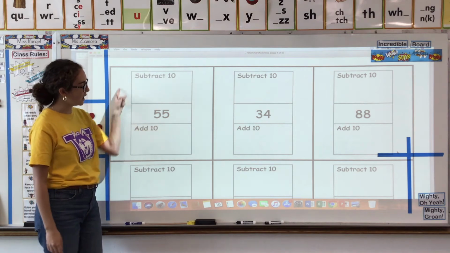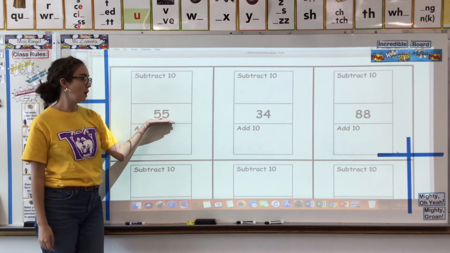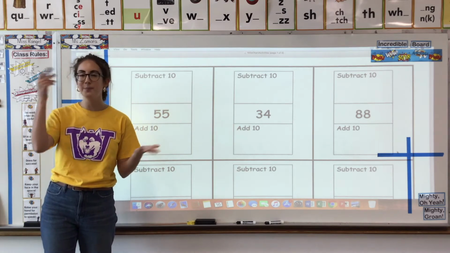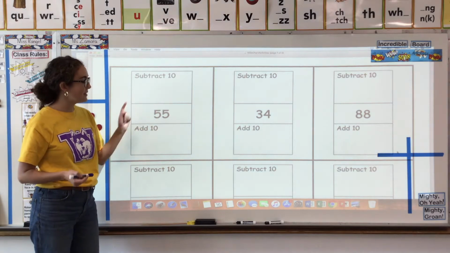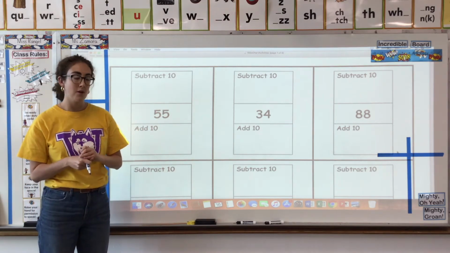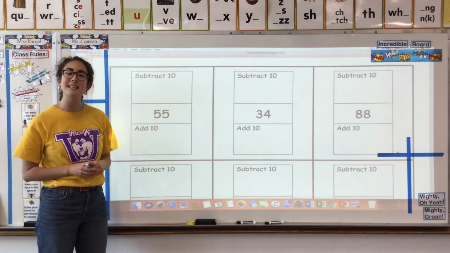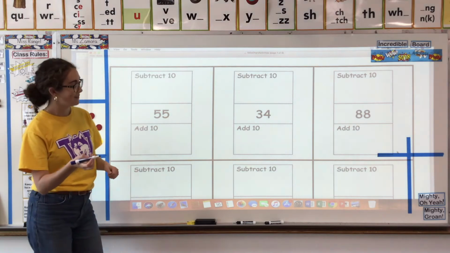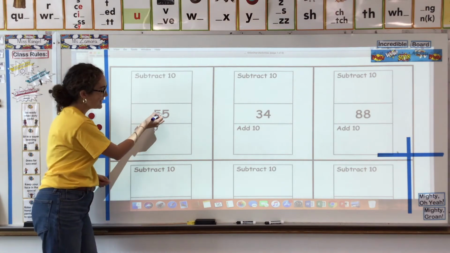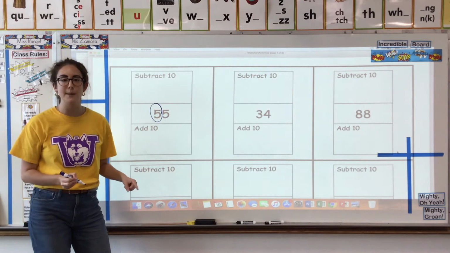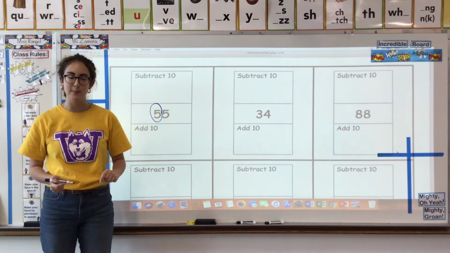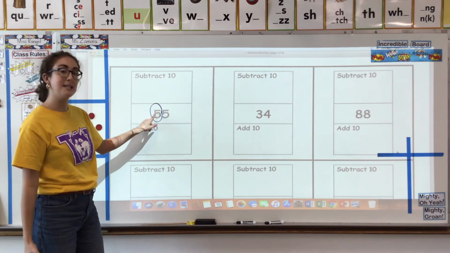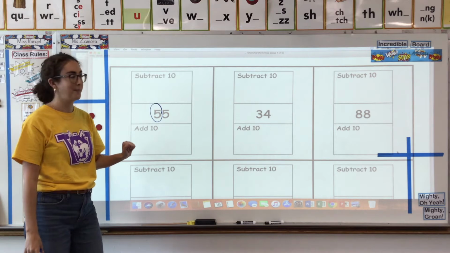Okay, let's look up here. Can we take a look at our first one? Got the number 55. Can you highlight or circle either one? What number's in the tens place? They're the same number, but which one is in the tens place? Can you circle or highlight it? This first 5 is in the tens place. So when we're asking to skip count by tens, this is the place that's going to change, the tens.